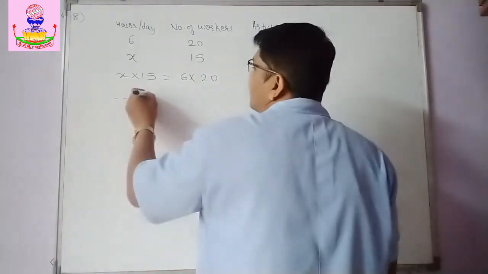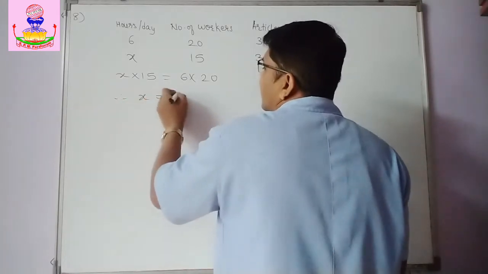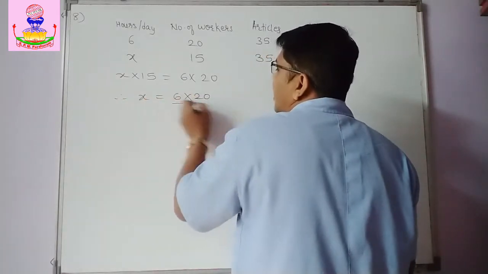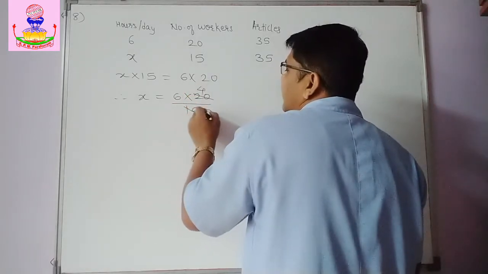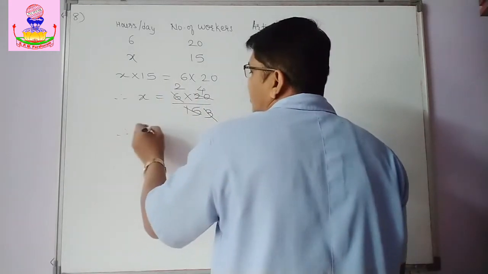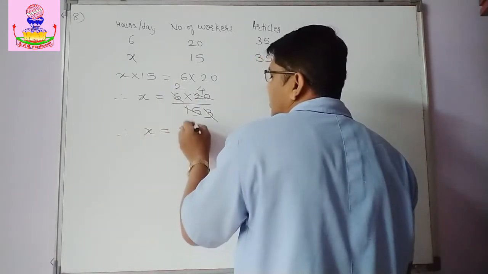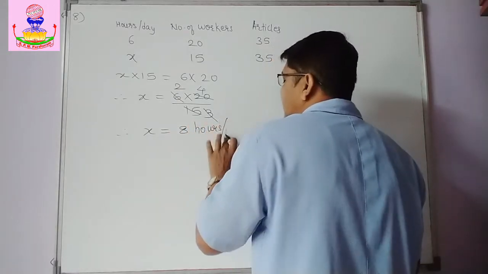So therefore 15x is equal to 6 into 20 upon 15. So 5 4s are 20, 5 3s are 15, 3 1s are 3, 3 2s are 6. So x is equal to 8 hours per day.